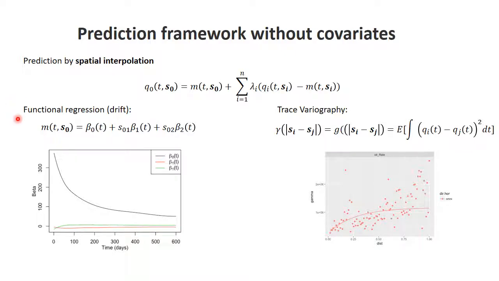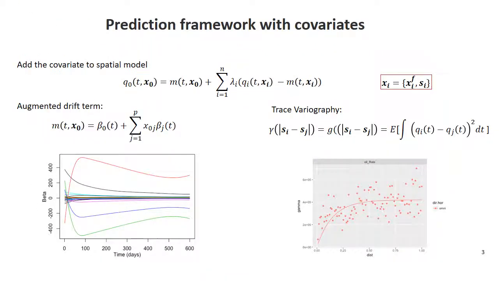In the previous presentation, we've seen that we have used a drift term that's a function of location, where the weights given to those are functions themselves. So these are functions of time. This takes the problem into a functional regression problem instead of just a classical regression problem.